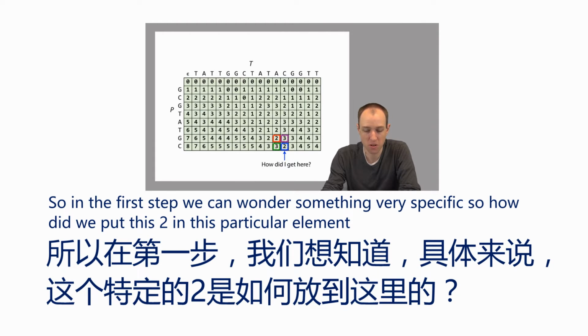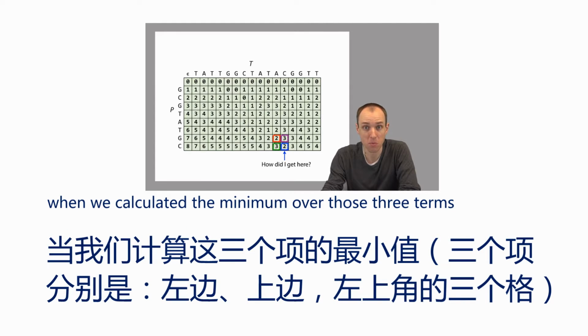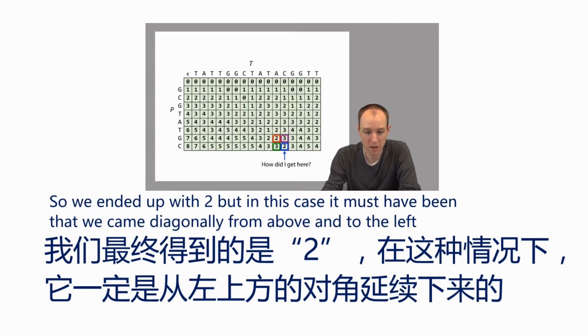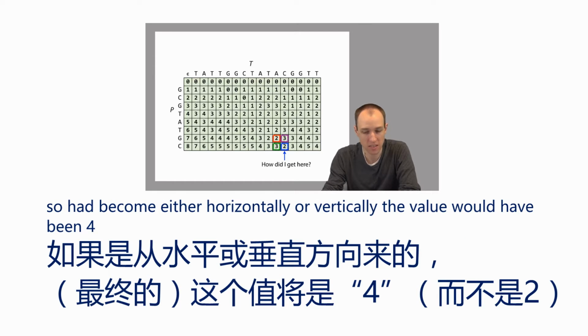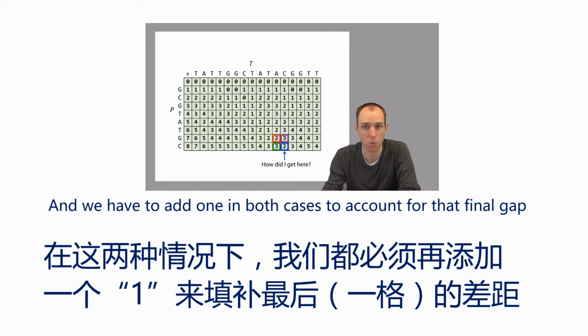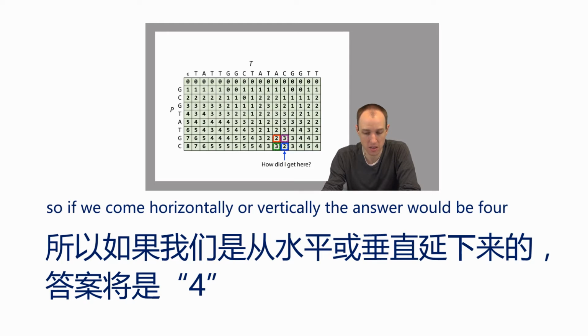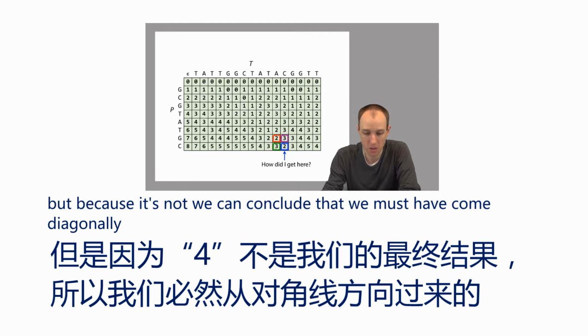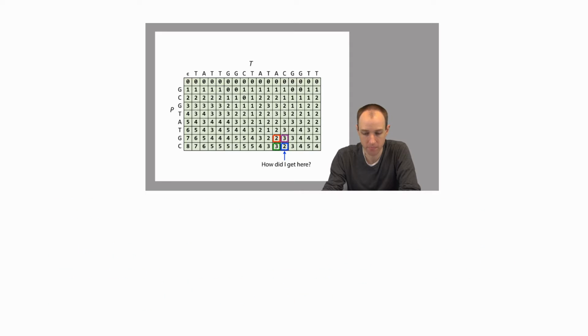In the first step, we can wonder something very specific. How did we put this 2 in this particular element when we calculated the minimum over those 3 terms? We ended up with a 2, but in this case, it must have been that we came diagonally from above and to the left. Had we come either horizontally or vertically, the value would have been 4, because the values above and to the left are both 3, and we have to add 1 in both cases to account for that final gap. So if we had come horizontally or vertically, the answer would be 4, but because it's not, we can conclude that we must have come diagonally.